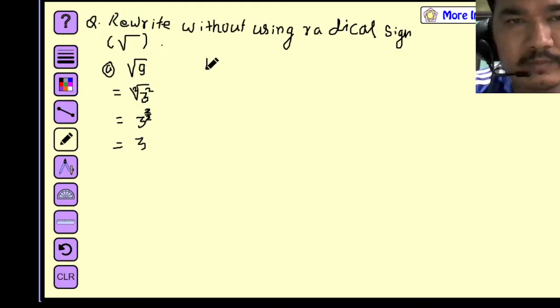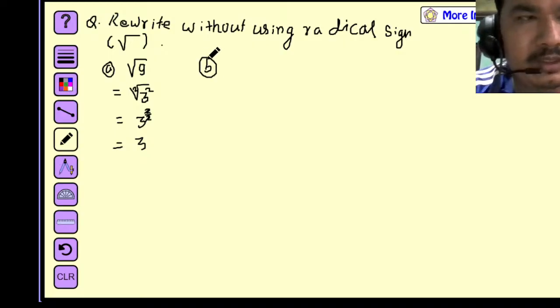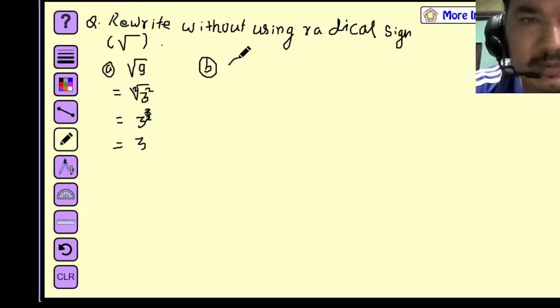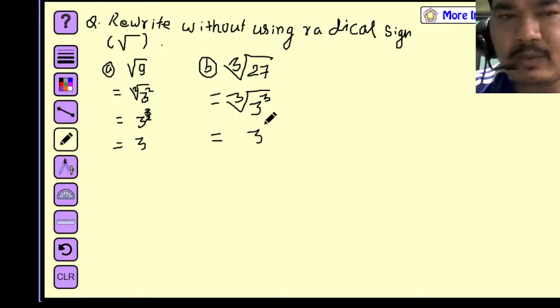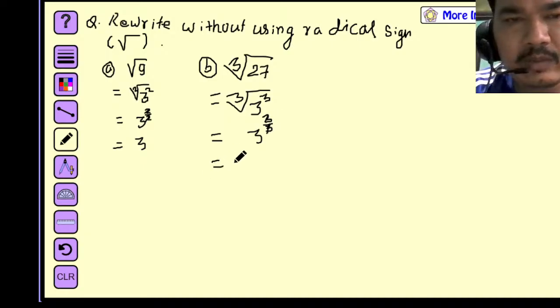Similarly, look at B number, the same type of question. What will you do there? Suppose the cube root of 27 is given there. We know that when you factorize this 27, it will come as 3 cubed, right? Then if we cancel this cube root, 3 by 3 will be there. Then this 3 cancels, and the answer is 3 only.